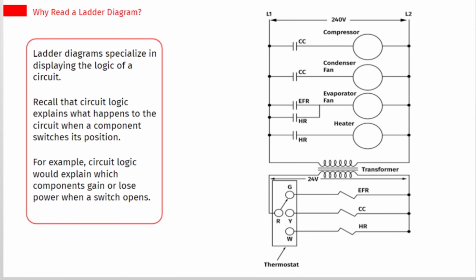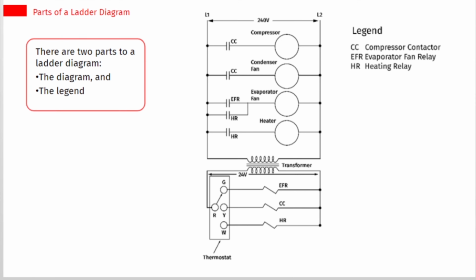Recall that circuit logic explains what happens to the circuit when a component switches its position. For example, circuit logic would explain which components gain or lose power when a switch opens. There are two parts to a ladder diagram: the diagram and the legend.